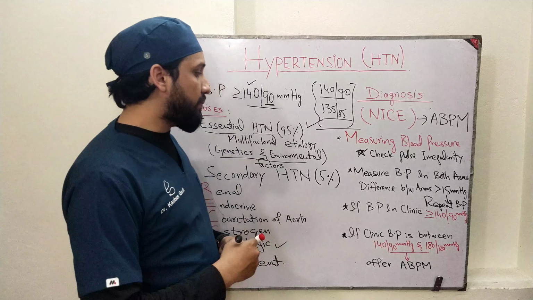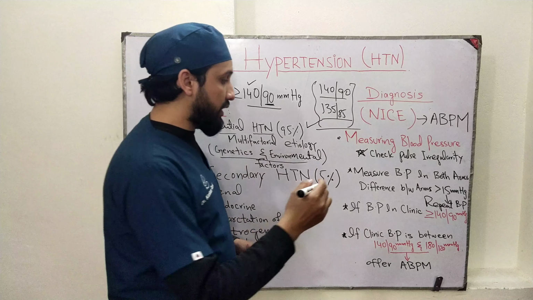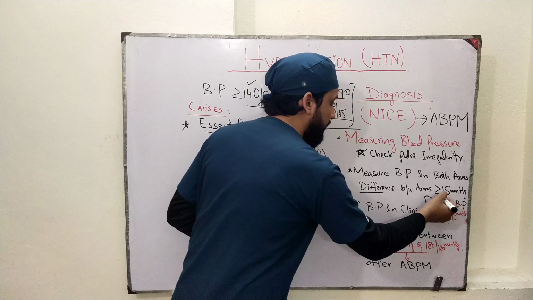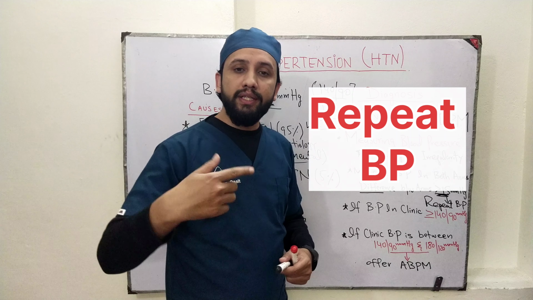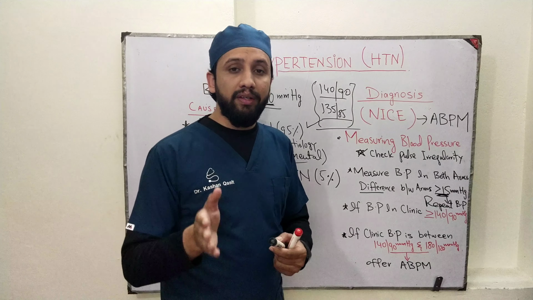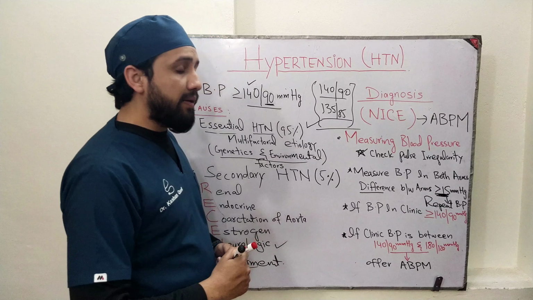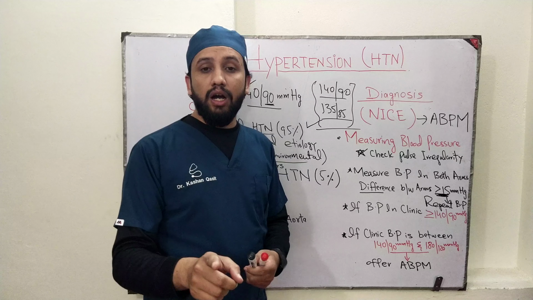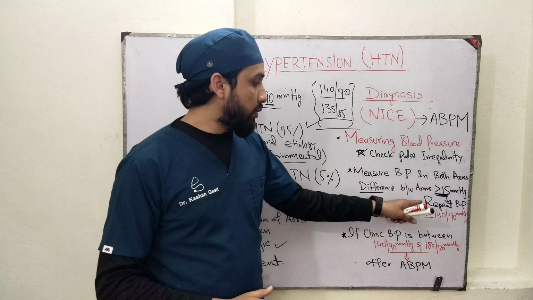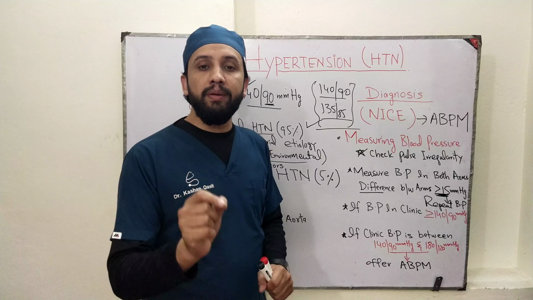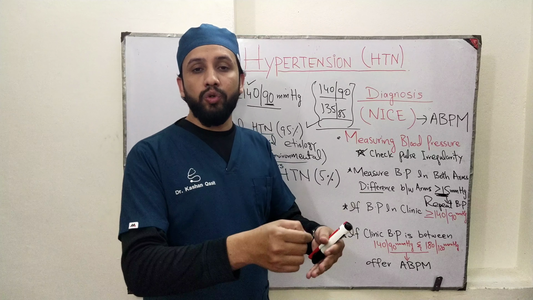First of all, you will measure the blood pressure. If the difference between the blood pressure in both arms is greater than 15, repeat the blood pressure. If the blood pressure again has a difference of 15 millimeter of mercury, then you will look at the cause of the difference in the blood pressure. And if the difference is again greater than 15 millimeter of mercury, then you will record the higher blood pressure. The arm which has the higher blood pressure should be recorded.